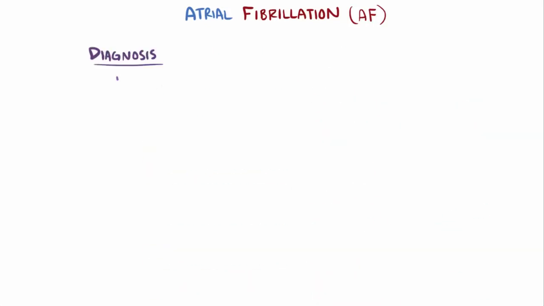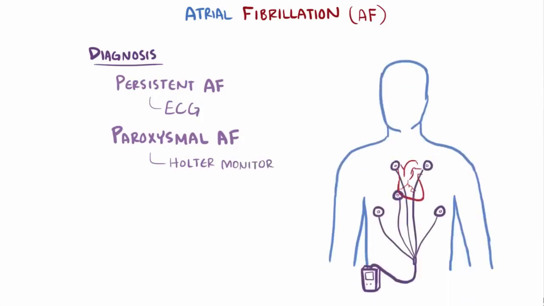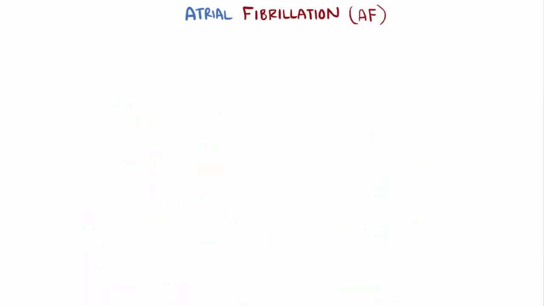Now, diagnosis of persistent AF is done by ECG. Although if the episodes are paroxysmal, but they're suspected, then someone might have a Holter monitor, which is a portable device placed on the chest that monitors their rhythm over longer periods of time and records potential AF events to be viewed later.